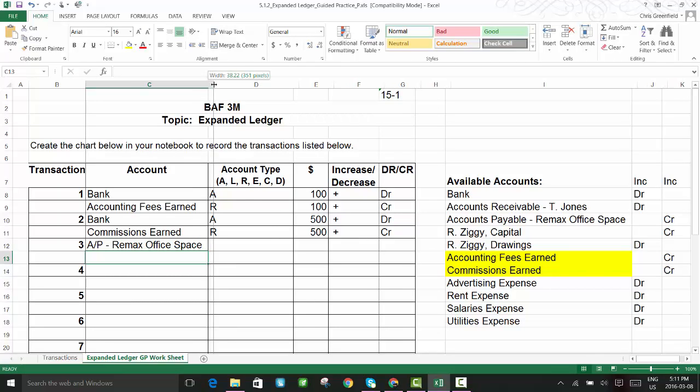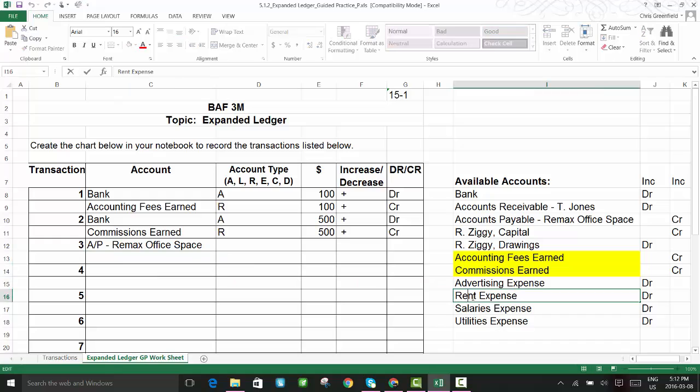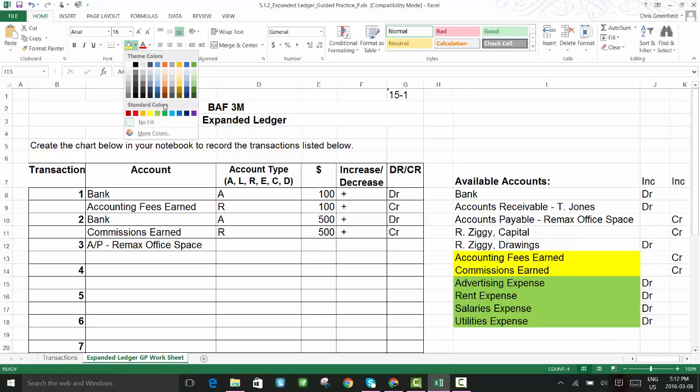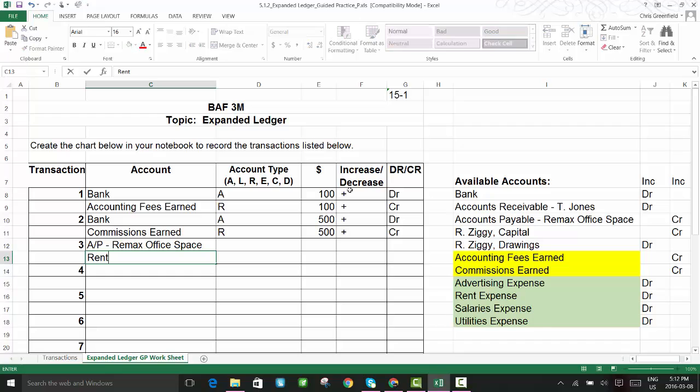There we go. And you can make those columns a little bit wider if you need to. So then the other one, we talked about this idea of rent. Well, there we go. There is our rent, and it's listed as an expense account. Now, if you think about it, that makes sense, right? Every month we have to pay rent. It's an expense. I'm just going to color these a light green here to differentiate them a little bit. So we have our advertising expense, rent expense, salaries expense. In this case, because it's for rent, we're going to list it in that next box there.